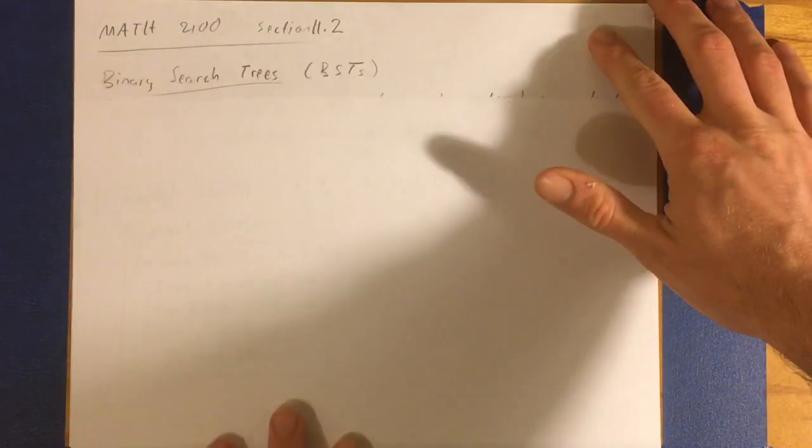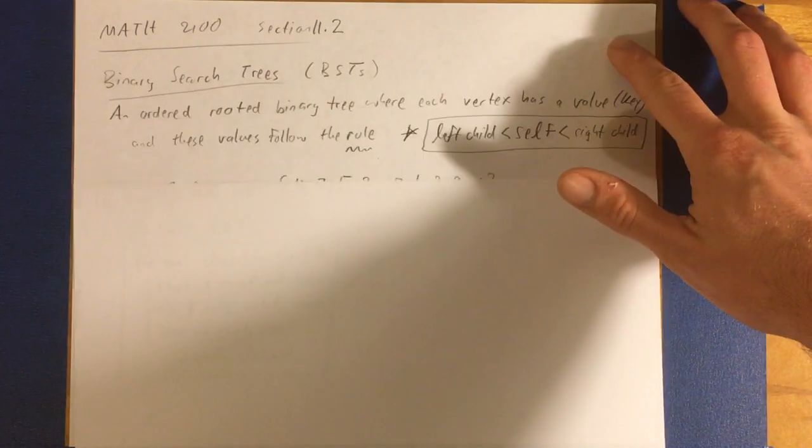This is section 11.2. This section is about applications of trees, and there's a lot of cool stuff in this section, but I have decided to make most of it optional and focus our attention specifically on one application, and that is binary search trees.